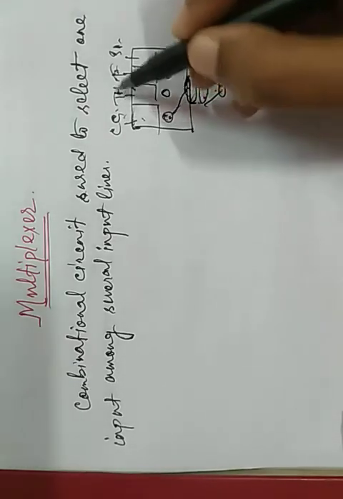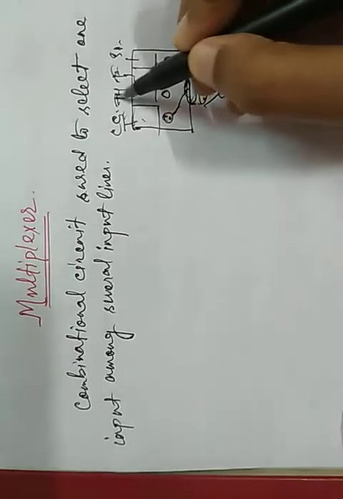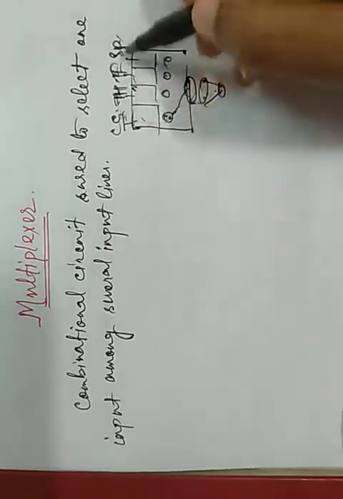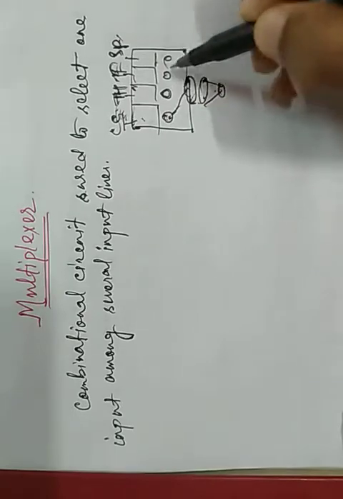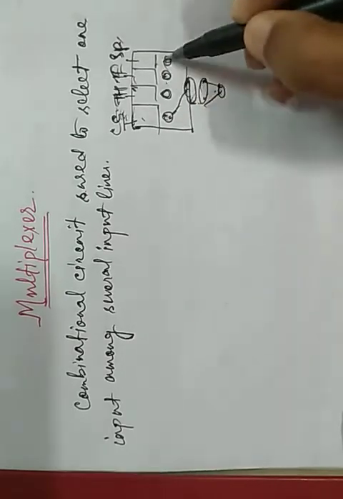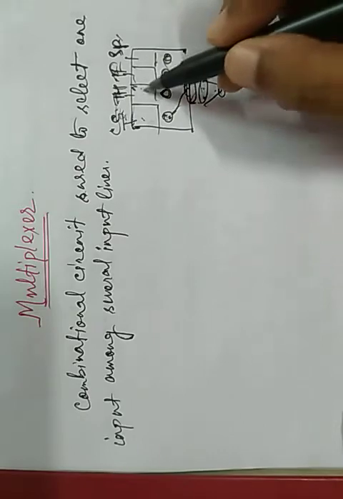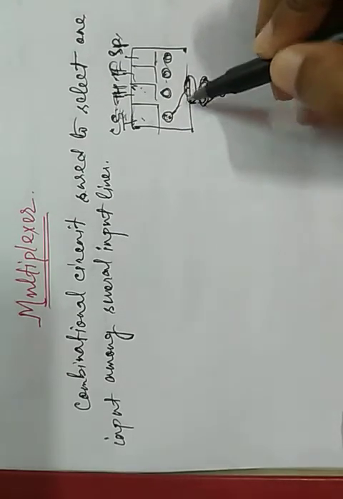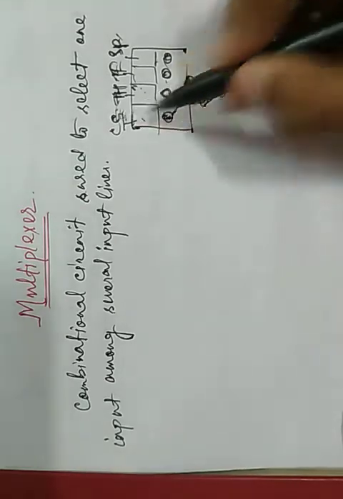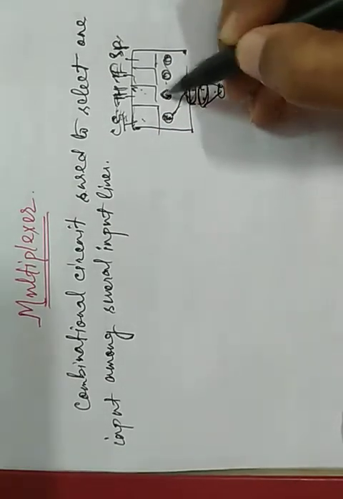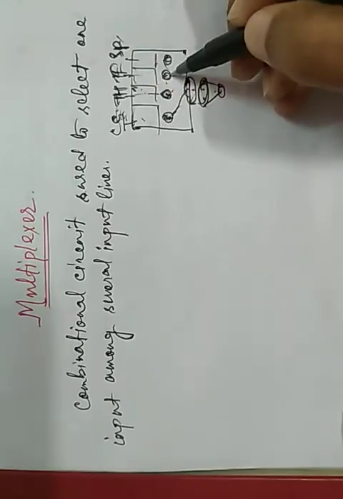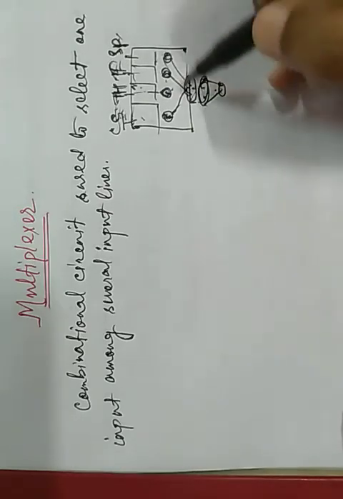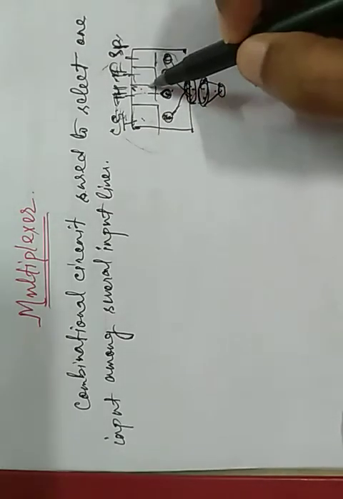So these are the input lines: Coca-Cola, Thumbs Up, Fanta, Sprite. There are different buttons for every input line to get that specific type of drink, and the output line is 1. When we press button 1, we get Coca-Cola. When we press this button, we get Thumbs Up. When we press this button, we get Fanta. And when we press this button, we get Sprite. So this is also an example of a multiplexer.